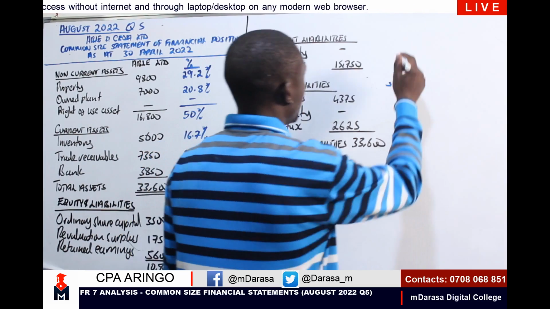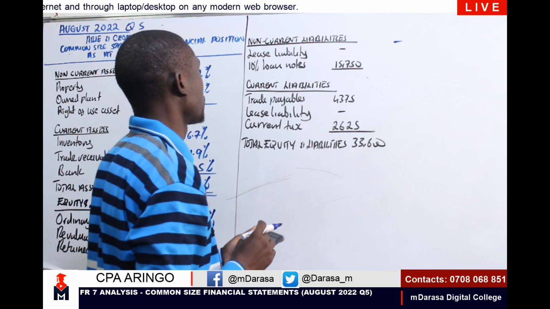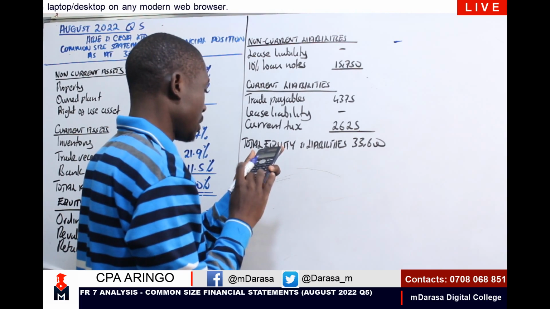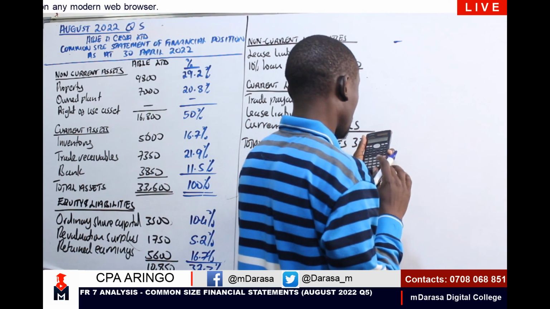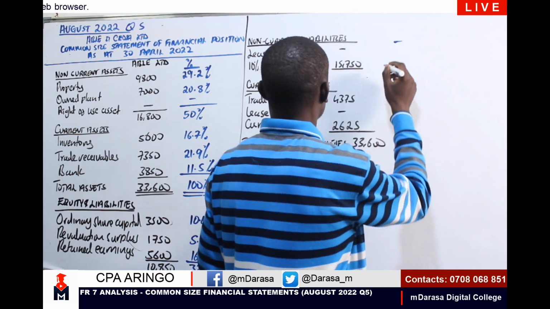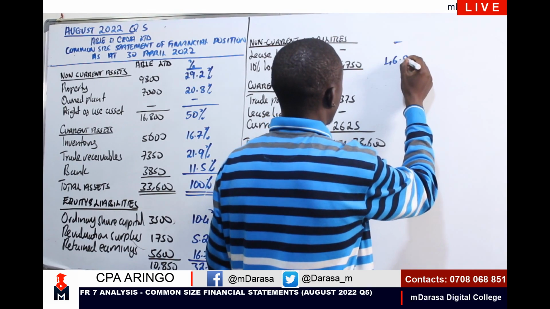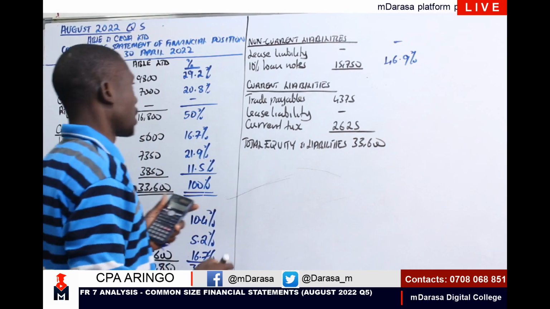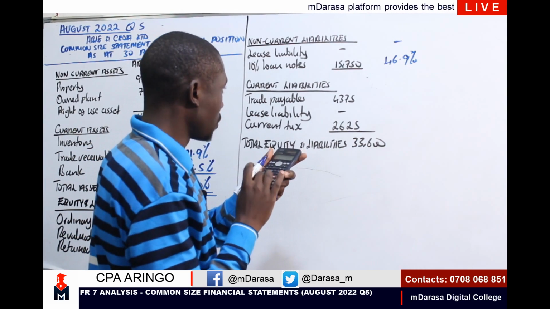Lease liability we didn't have. Talk of 10% loan notes, I'll be having 15,750. We divide by 33,600, which clearly I'm getting a figure of what percentage here? I'm getting a figure of 46.9%. Wow, that's huge. Then I'm having current liabilities, trade payables, 4375.